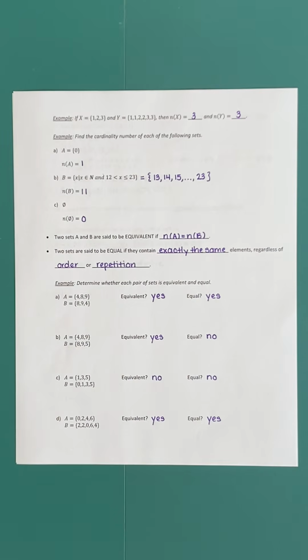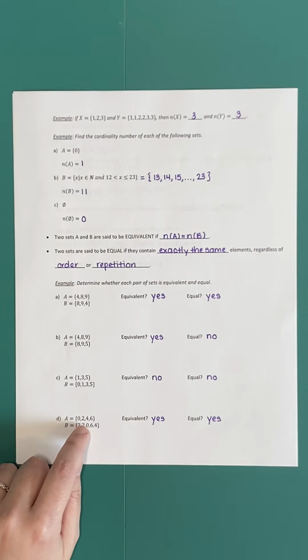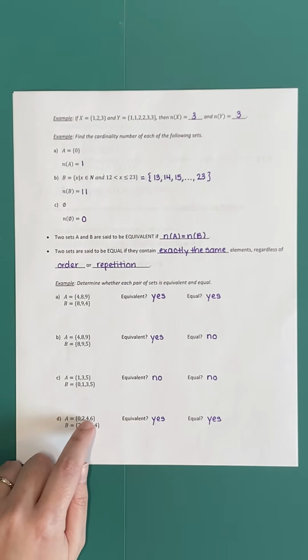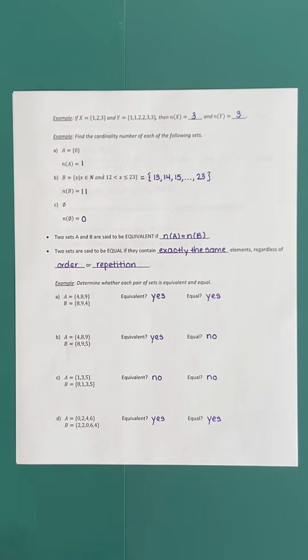In other words, do they also contain the same contents? Well, 0 matches up with 0, 2 matches up with 2. We actually get to match it up twice. 4 matches with 4, and 6 matches with 6. So we have the same contents regardless of order. They've been rearranged. That does not matter.